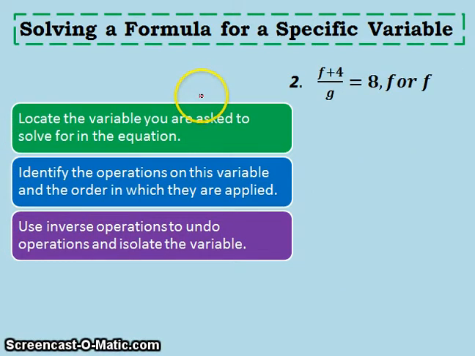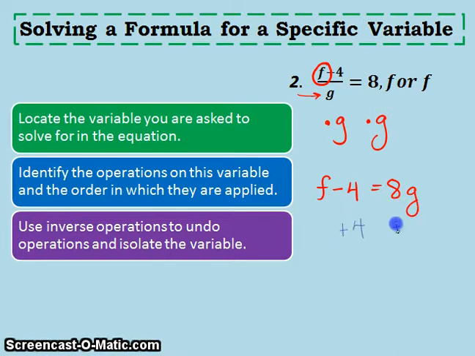So now I'm solving f minus 4 divided by g equals 8 for f. So this is what I want to get by itself. So I can start by multiplying both sides by g to undo the division of g. So then I am left with f minus 4 equals 8g. Now to get f by itself, I want to add 4 to both sides. So f equals 8g plus 4.